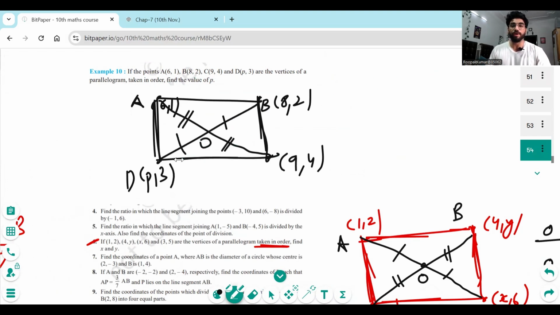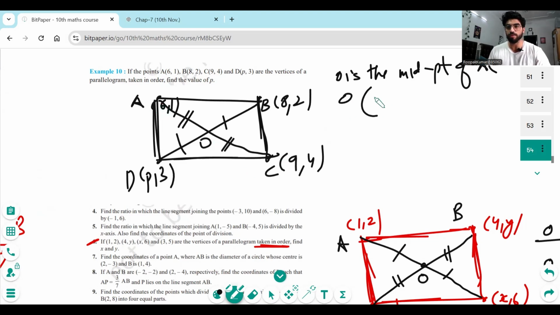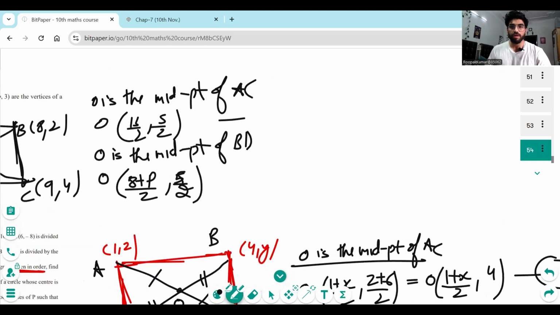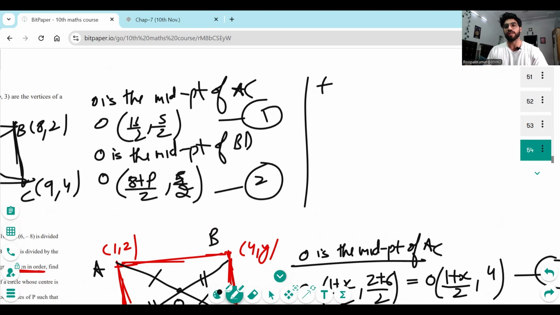So again, O is the midpoint of A, B, C, D. O is the midpoint of, first of all, AC. So the coordinates of O will be (6 plus 9)/2, that is 15/2, and (1 plus 4)/2, 5/2. I'm doing it directly. You will show it, (x1 plus x2)/2. O is also the midpoint of BD. So O will be (8 plus p)/2, and (3 plus 2)/2, which is 5/2. As you know that both are the coordinates of the same point, the abscissa and ordinate will be equal. We just did that.